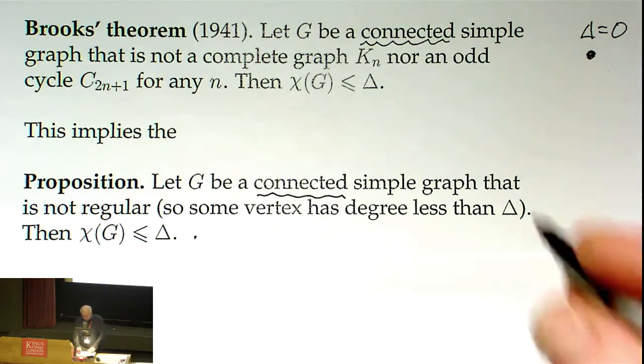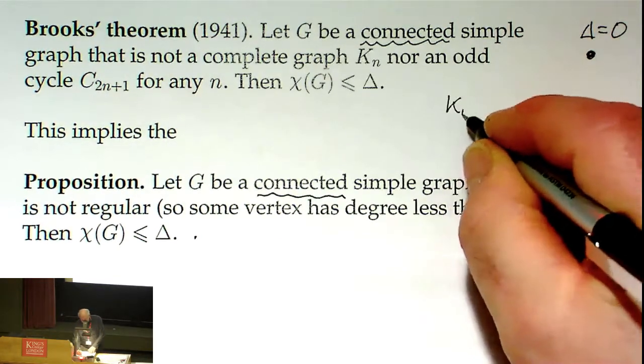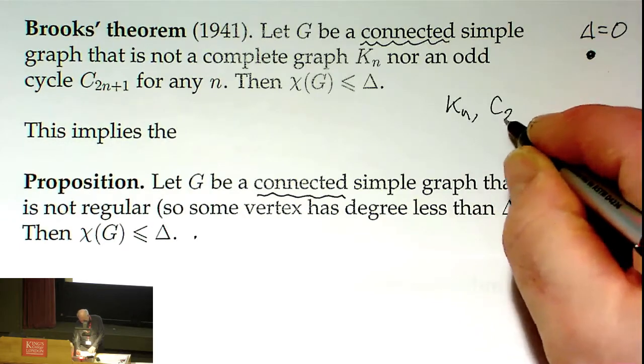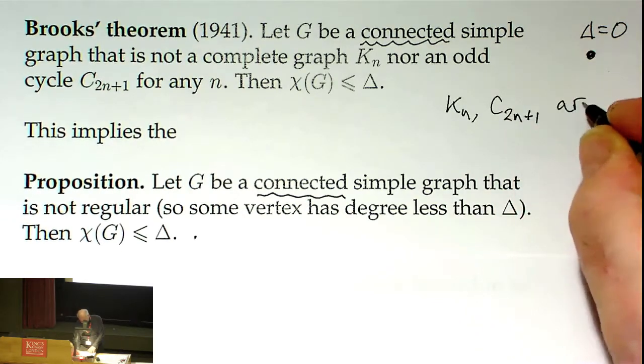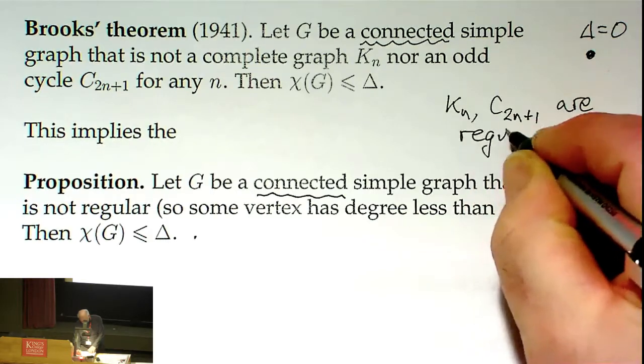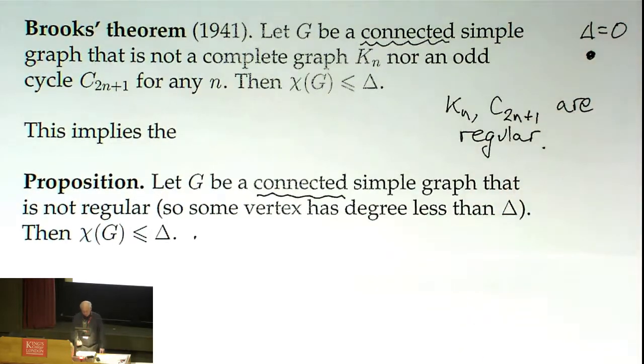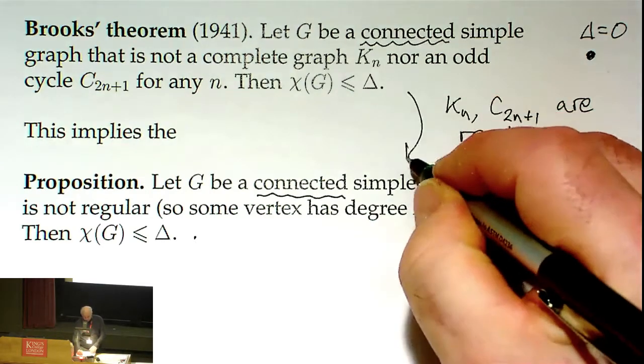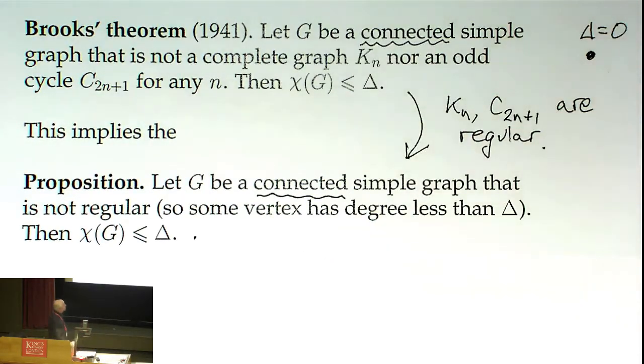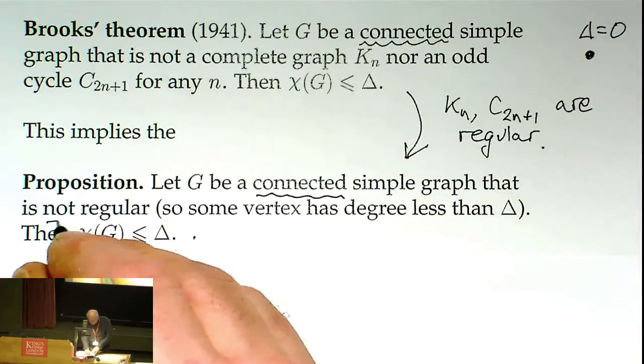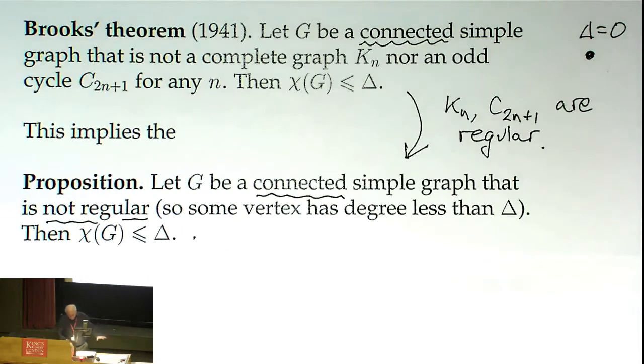The key point here is that both Kn and the odd cycles are regular graphs. The vertex degrees are all equal to delta. So if Brooks's theorem is true, this proposition is certainly true, because by saying not regular, we're ruling out, in particular, the nasty examples. Unfortunately, we're ruling out lots of other examples, because there will be lots of regular graphs which can be coloured in this way, but at least this proposition is something I can prove without too much pain, and I'll do that today.